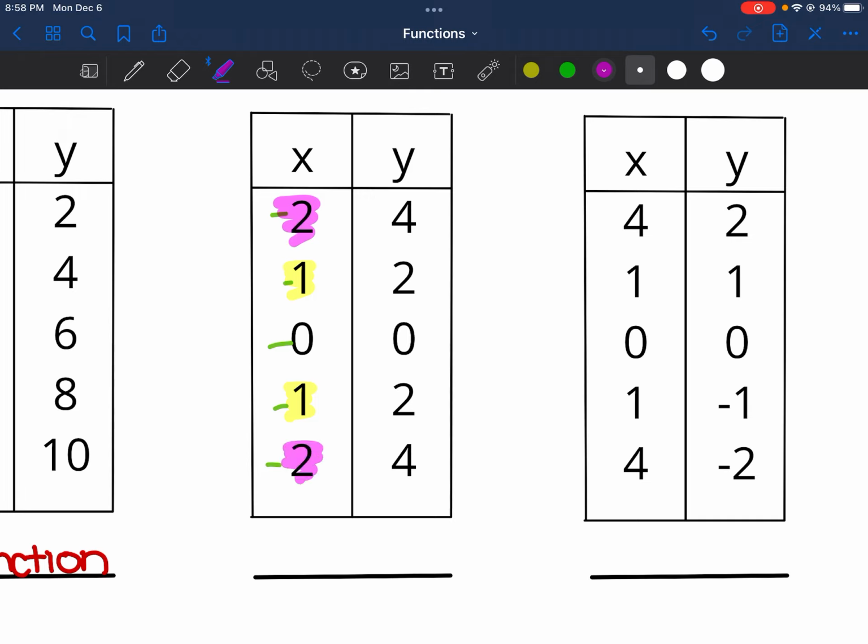So it's not enough to just say, oh, this is not a function because they appear more than once. Remember, we have to double check to see whether they are actually cheating, that they have different y values. So let's take a second. This 2 is going to a 4, and this 2 is going to the 4. Do you see that?